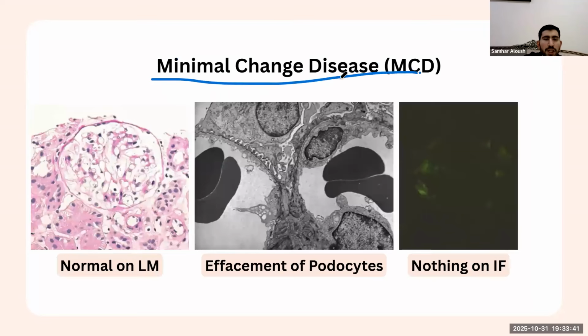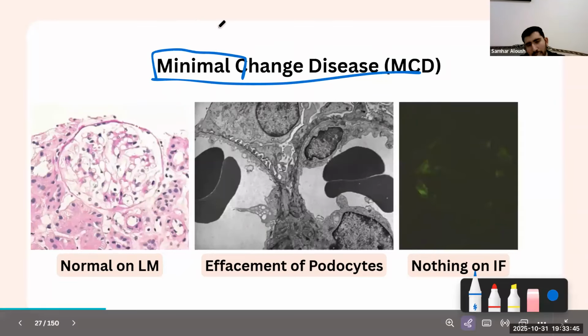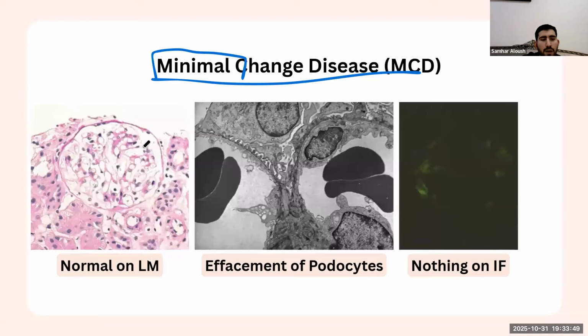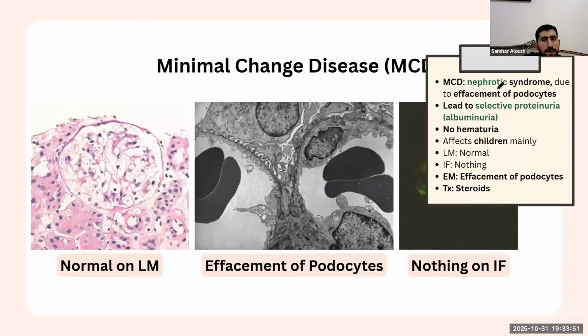First one is minimal change disease. From the name, it's minimal. It's barely nephrotic syndrome. It's not that damaging and stuff. So minimal change disease is a nephrotic syndrome due to effacement of podocytes.